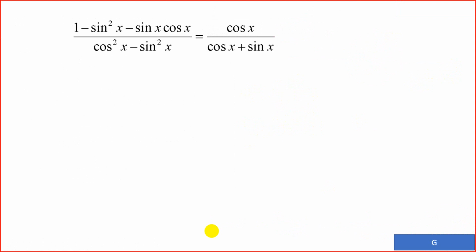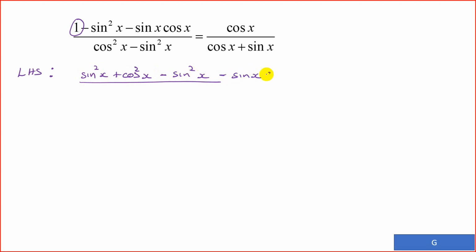Okay, going to another question. We want to prove this. So once again, I'm going to start with my left-hand side. And remember what I said about 1, that 1 can always be replaced with sine squared plus cos squared. And if I do that, we're going to replace the 1 with sine squared x plus cos squared x. And we're going to bring down the remainder of the terms, which is minus sine squared x minus sine x cos x.